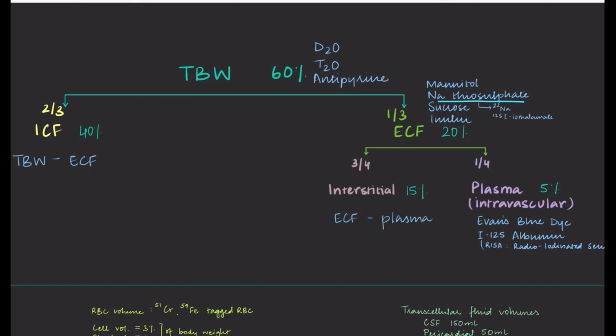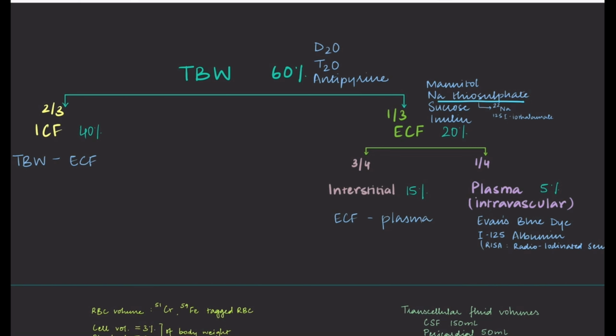Let's look at them and how to calculate the volume of the compartments that we have just talked about. The total body water can be measured using D2O, T2O, and antipyrine. The extracellular fluid compartment can be measured using mannitol, sodium thiosulfate, which is essentially 22 sodium, 125 iodine iothalamate, sucrose, and inulin. 4 things. One thing to note here, the ICF compartment cannot be measured directly.